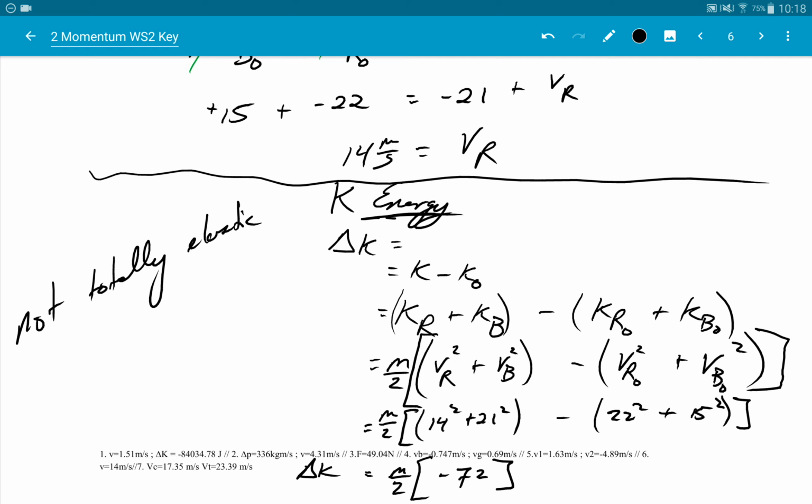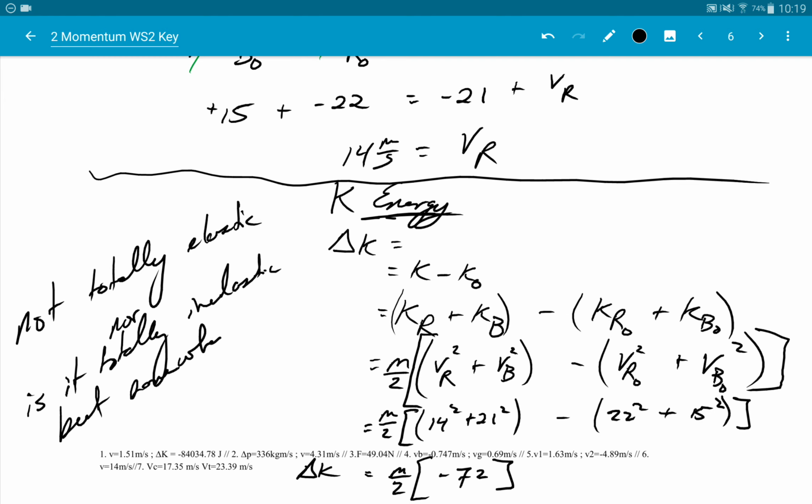Did all of the kinetic energy go away, to go into other types of energy? Well, no, not all of it, because if all of it went into other types of energies, these guys wouldn't be moving. And so it's not totally elastic, nor is it totally, let me write that a little bit neater, is it totally inelastic? But somewhere in between. And we're going to leave it like that for this course, but it is somewhere in between.